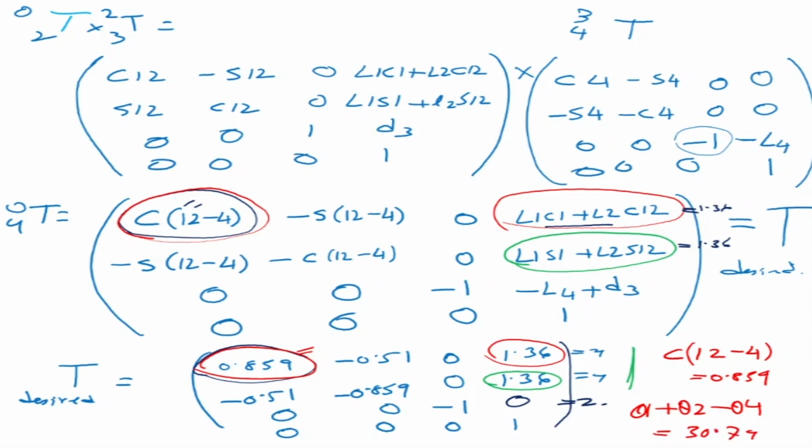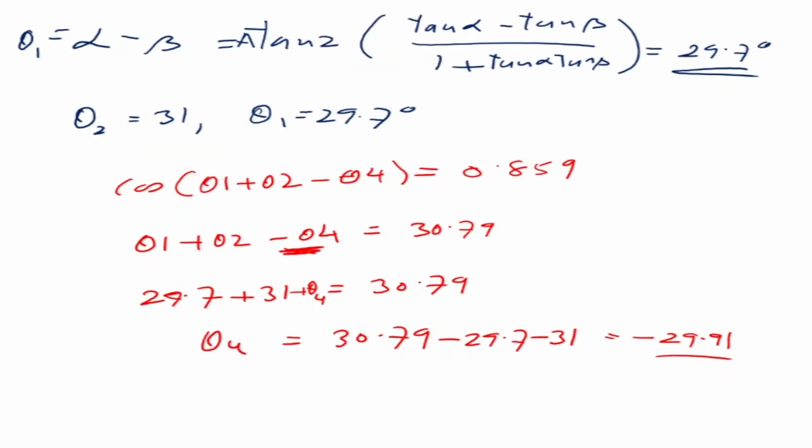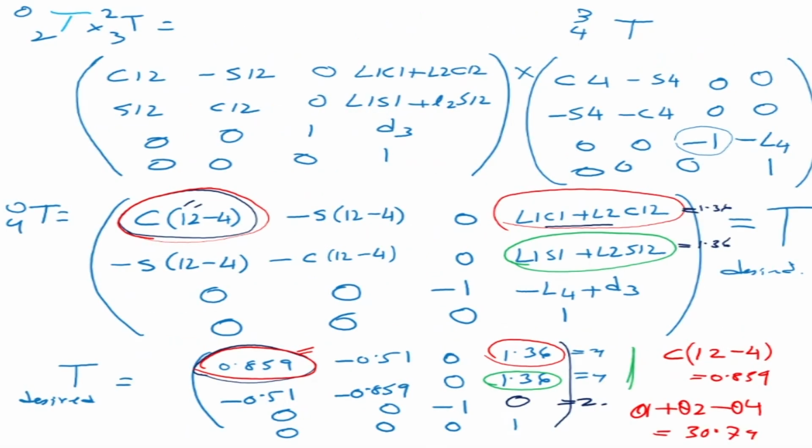Okay, so let's have a look here. It's a minus theta 4, sorry, it's a minus theta 4. So minus theta 4 is equal to 30.79 minus 29.7 minus 31, so theta 4 is equal to 29.91. Okay, so we have found theta 1, theta 2, and theta 4 now. Now if we go back again, this is what we get.